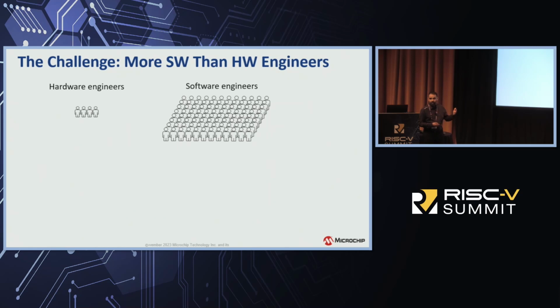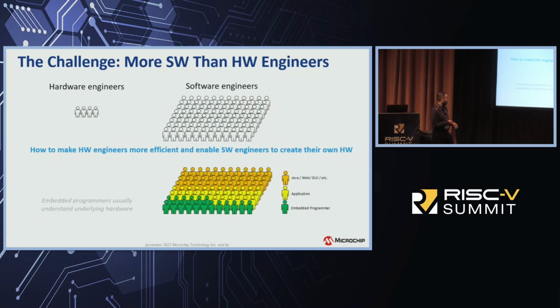And then on top of that, we see there are more software engineers than hardware engineers. And quite often, software engineers are waiting for hardware developers to deliver the hardware so that they can develop, test and validate the software on top. So the question becomes, how do we make hardware engineers more efficient, more effective, and deliver hardware faster? But at the same time, how do we enable software engineers to create their own hardware and not need to depend on the hardware engineer all the time?